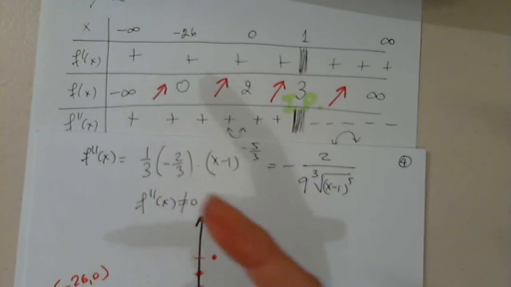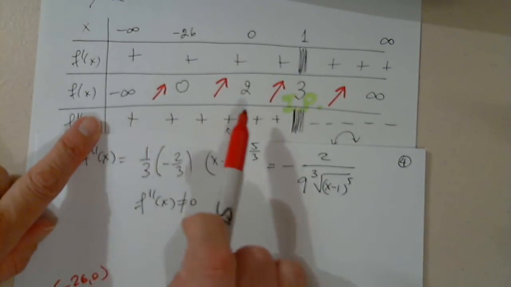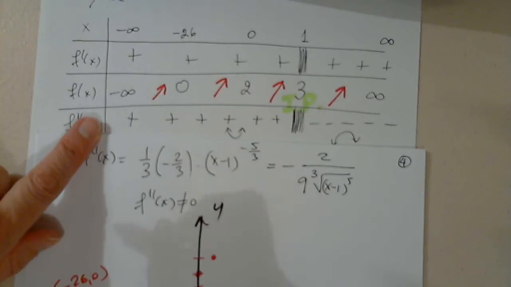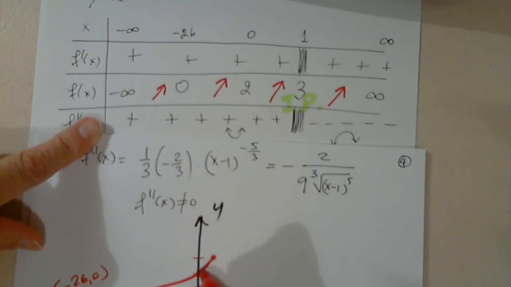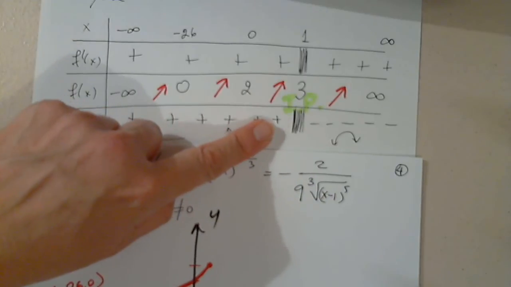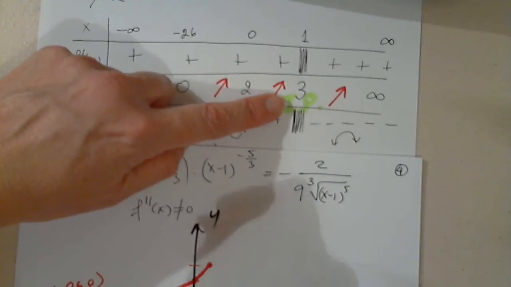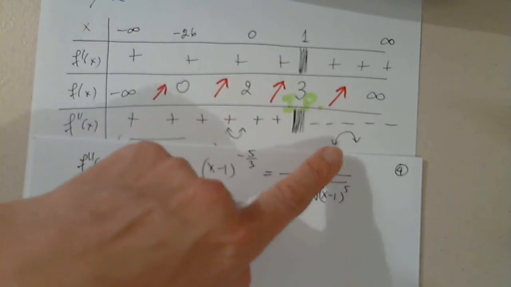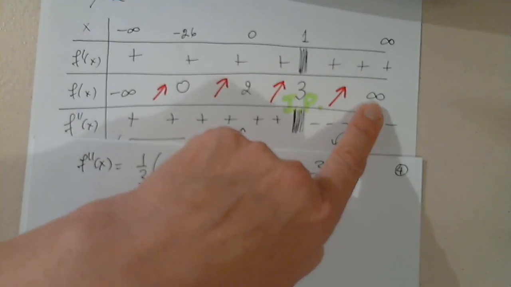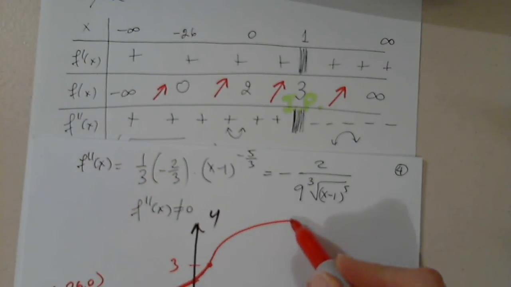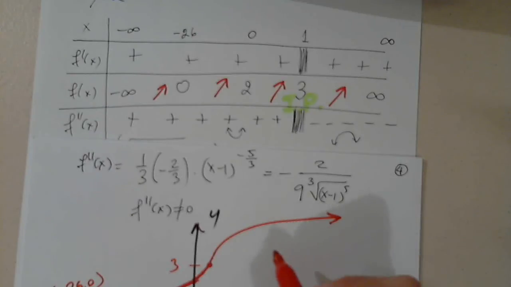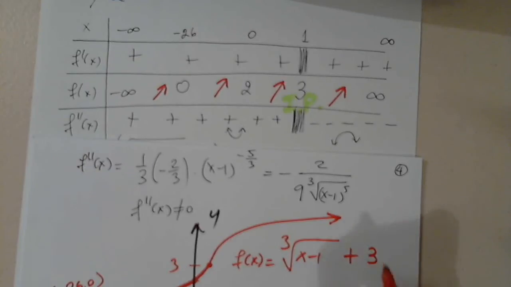So the function increases from negative infinity to 3, opening up. At this point, it changes concavity at 1, 3. It changes concavity, opening downward, going towards infinity. This is the graph of f of x equals the cube root of x minus 1, plus 3.